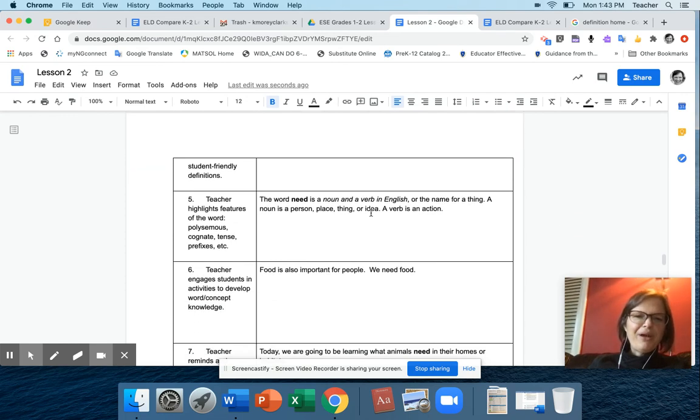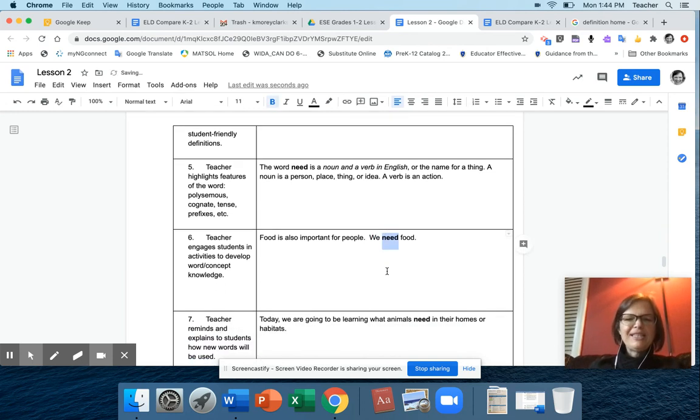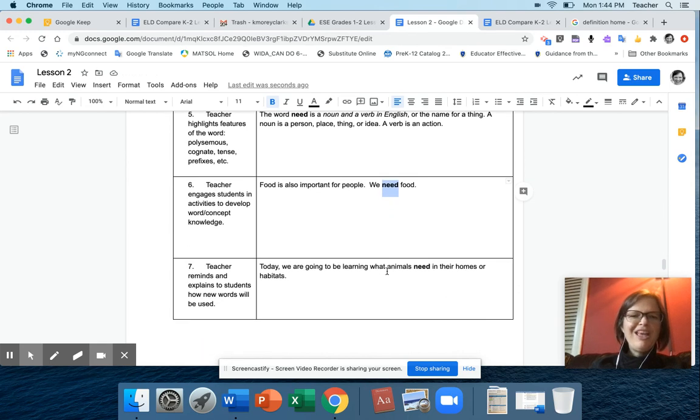Food is also important for people. We need food. What else do we need? Oh, I need to sleep at night. Animals need many similar things to people. And so today we're going to be learning about what animals need in their homes or habitats. And we're going to be using nouns. And then later in the unit, we're going to be writing sentences in order to understand this lesson.